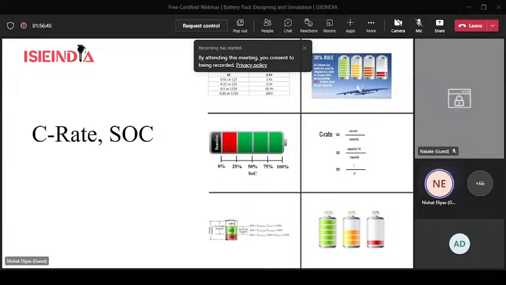The next thing is the C rate and the SOC calculation, that is the state of charge calculation. This will be demonstrated through an example in the next slide, where we will design a battery pack as well.